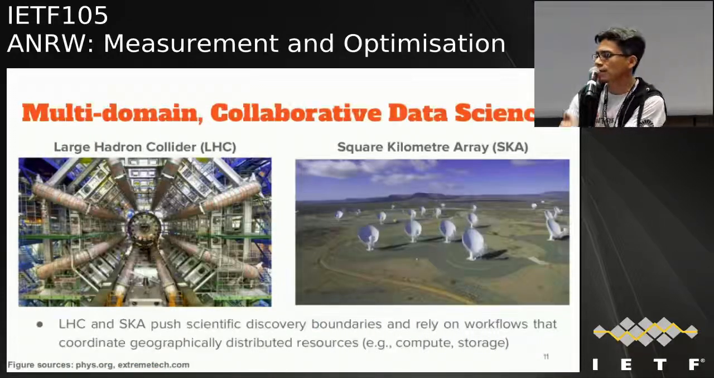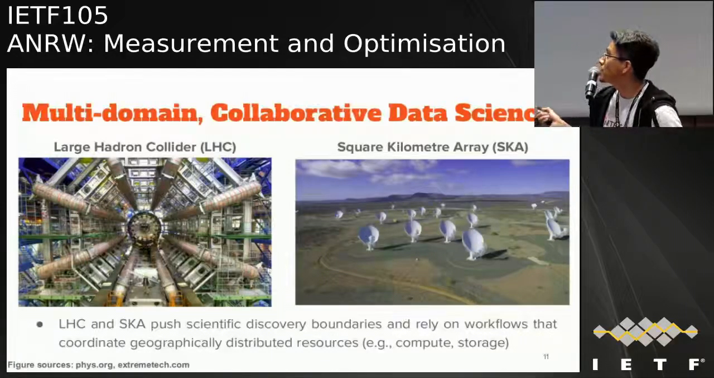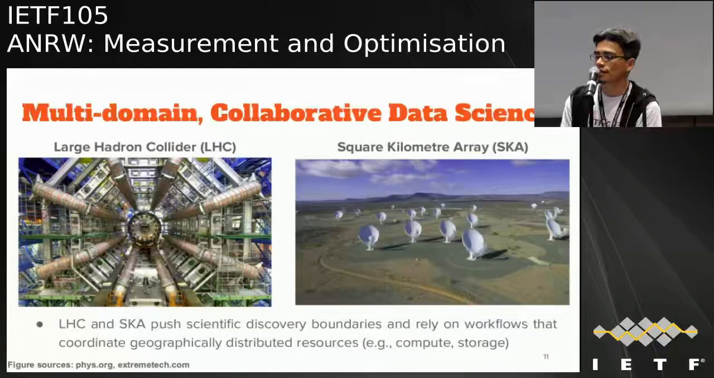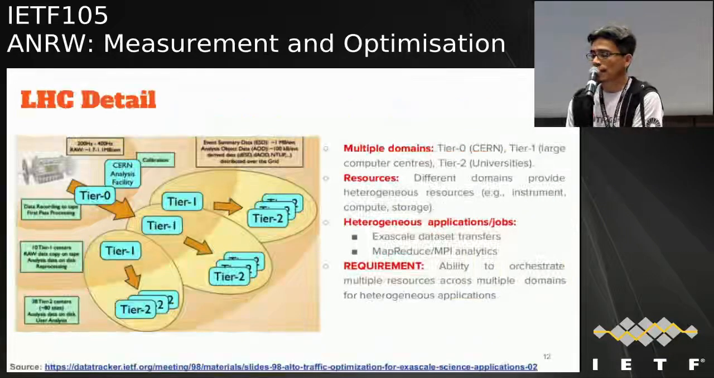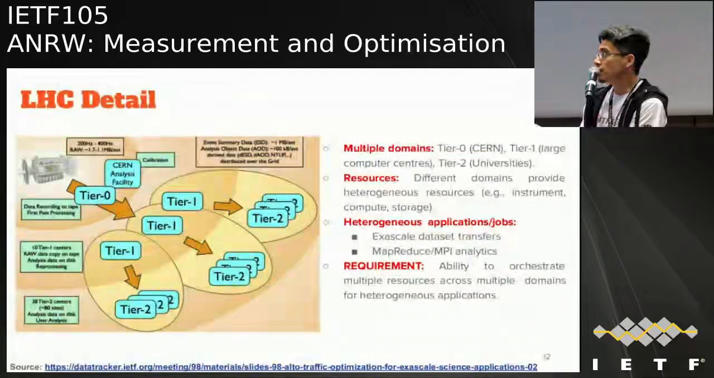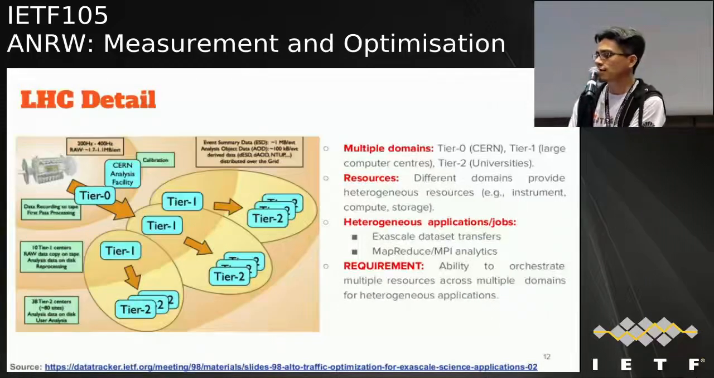Related to multi-domain collaborative data science, here we have a couple of examples of premier scientific experiments, for example the Large Hadron Collider and the Square Kilometre Array. Such experiments push scientific discovery boundaries and rely on workflows that coordinate geographically distributed resources. Here we have an example of the movement of LHC data from Tier 1 to Tier 2 and Tier 3 storage sites. This type of scientific workflow uses multiple domains with heterogeneous resources to run different application jobs. So the key requirement in this type of distributed workflow is the ability to orchestrate multiple resources across multiple domains for heterogeneous applications.